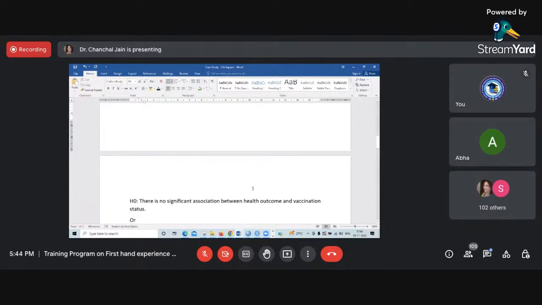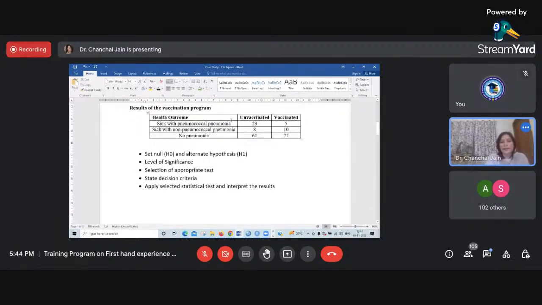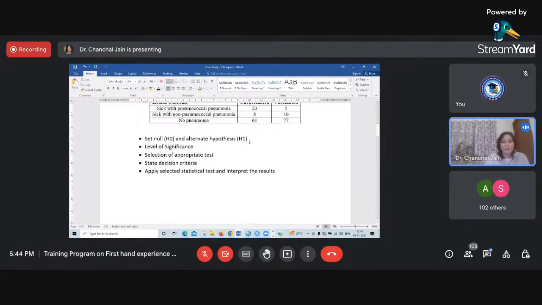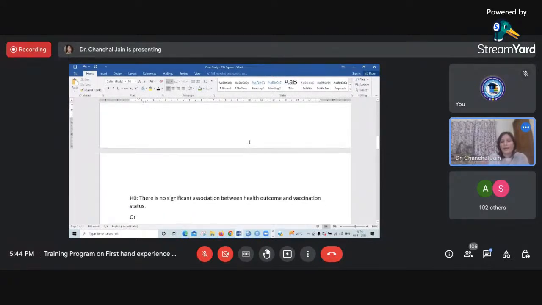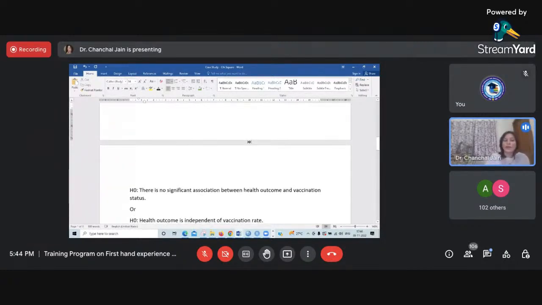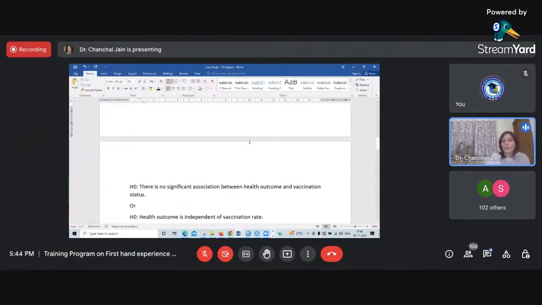Yes. So I think you can see clearly in the table, we have clearly stated health outcome and the vaccination status. So I think many of you have said it correctly. I can write that there is no significant association between health outcome and vaccination status. So this would be our hypothesis for this particular case. Or alternatively, I can say health outcome is independent of vaccination status.